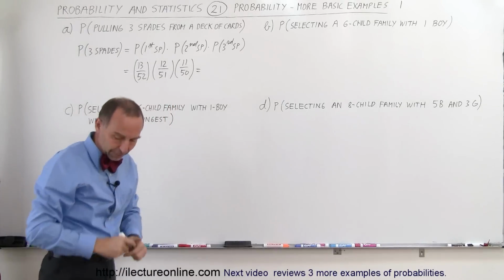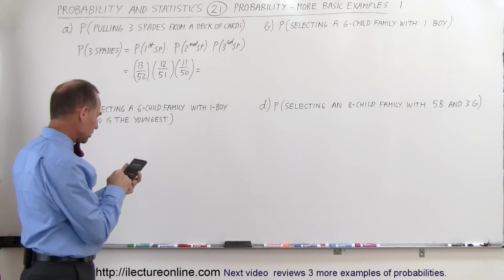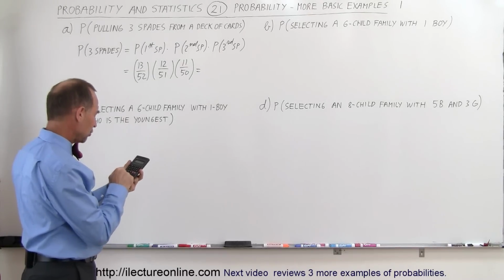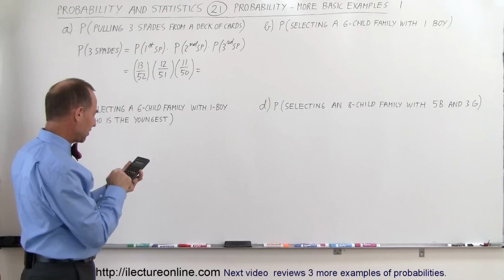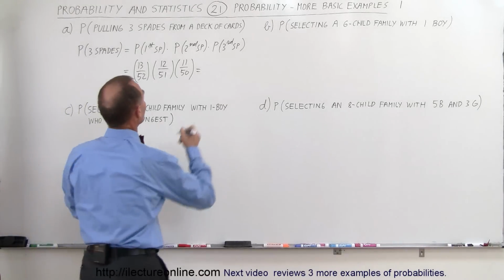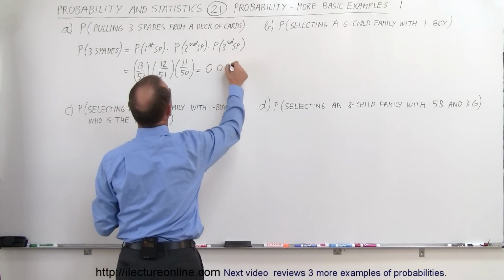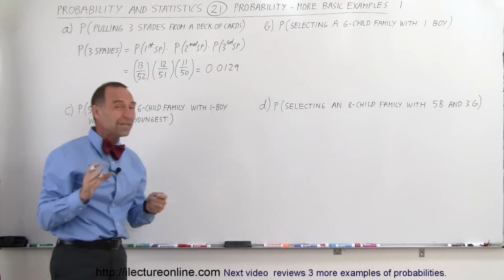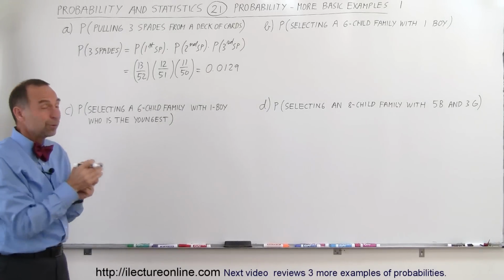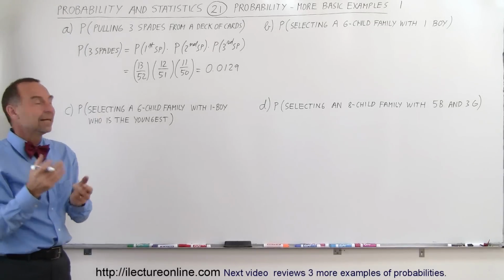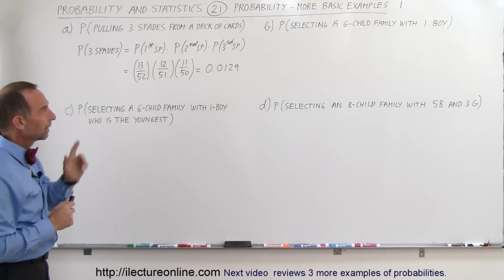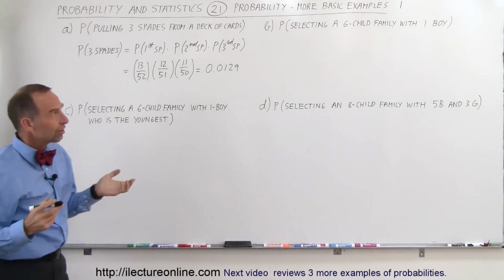And so let's get a calculator. That would be 13 times 12 times 11, divided by 52, divided by 51, divided by 50, and I get a probability of 0.0129, which means a 1.29% chance, that's not very high, that when you pull three consecutive cards, all three of them will be spades. It could be all three from any of the four types of cards, so that would be the probability for that.